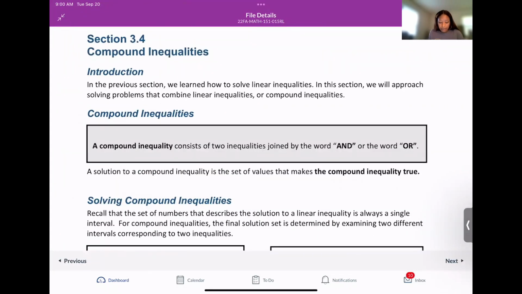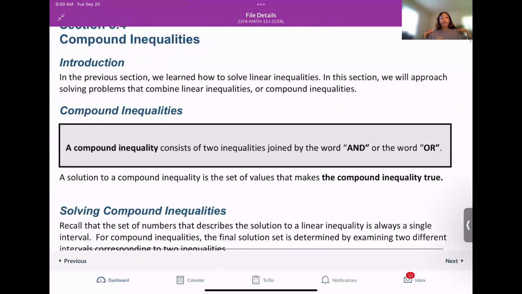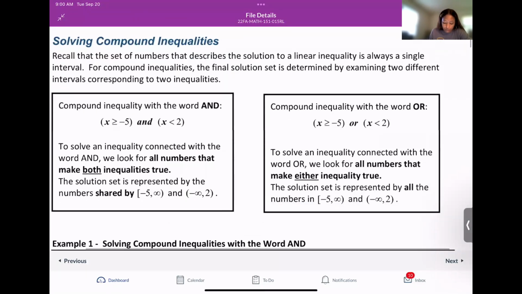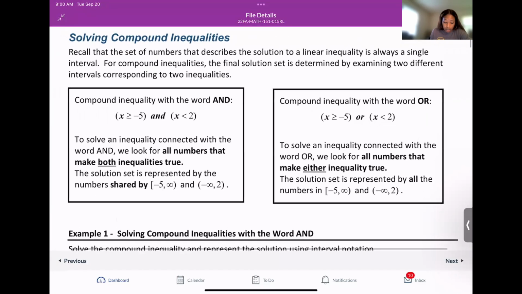And again, a compound inequality is an inequality joined by the words "and" or "or". You're compounding two inequalities, so you're putting two inequalities together. The solution to a compound inequality is the set of all values that make the inequality true, same as what we had before. We're solving two inequalities at once, though. So, "and" versus "or". Okay.